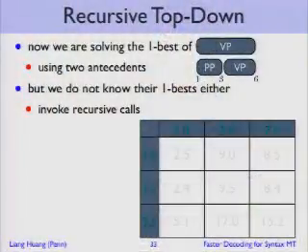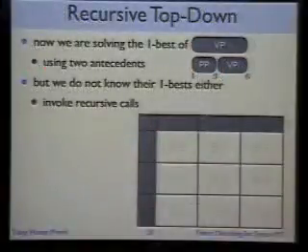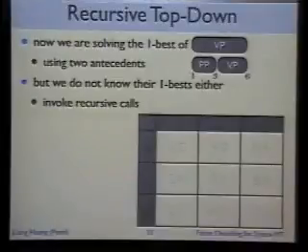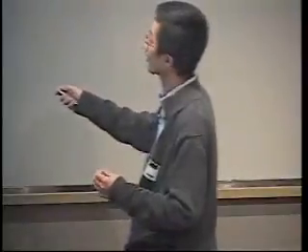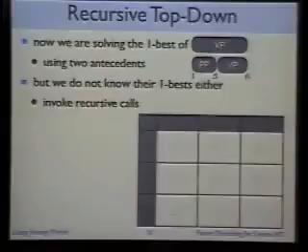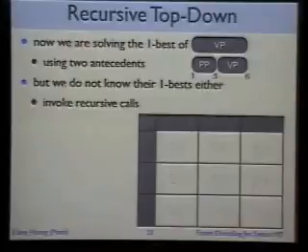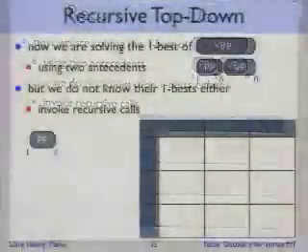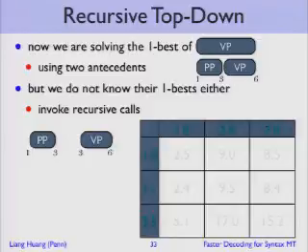Now, suppose we're dealing with this VP node and using the two antecedents just as before, and we want to compute the one best for this node. But the question that is different from Q-pruning is that now we don't even know the one best of these two little problems yet. In Q-pruning, we go forward, bottom up, so that we always have the top k for smaller nodes before we compute anything bigger, right? Now we are going backwards, so we recursively invoke the same question, what's your one best and what's your one best? So you make these two recursive calls.